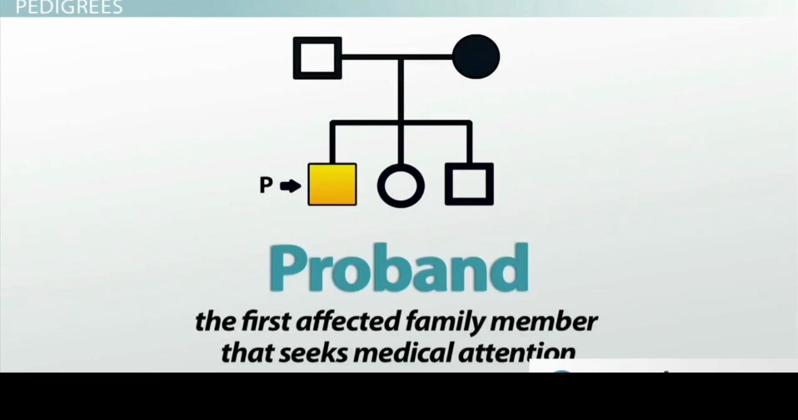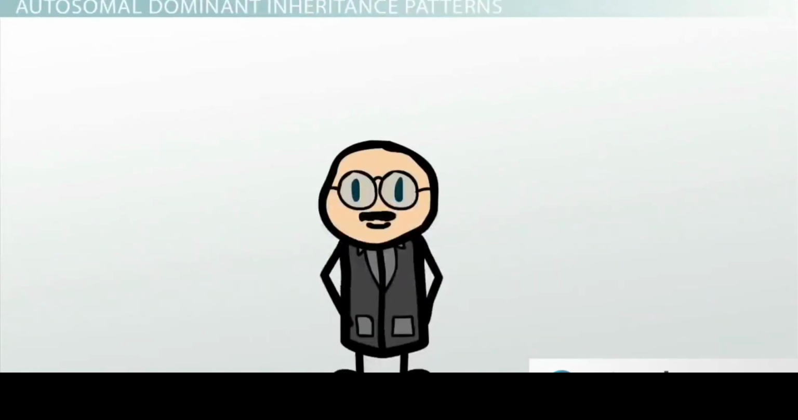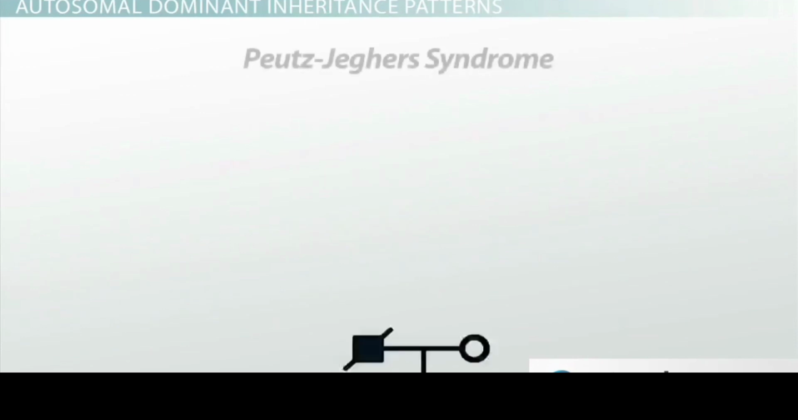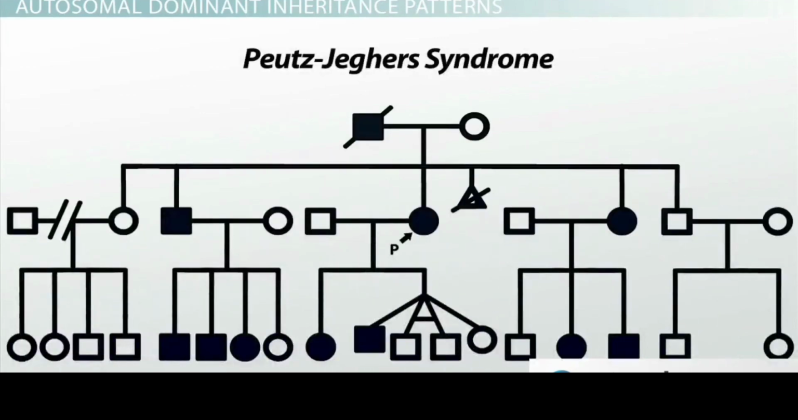Now we're going to start using these pedigrees to determine what kind of inheritance pattern a particular trait has. Let's imagine we're geneticists studying pedigrees to determine the type of inheritance in a rare genetic cancer syndrome called Peutz-Jeghers syndrome. We'll call Peutz-Jeghers syndrome PJS for short.